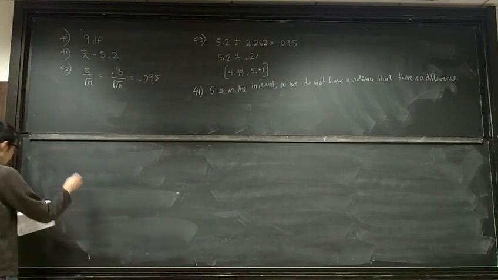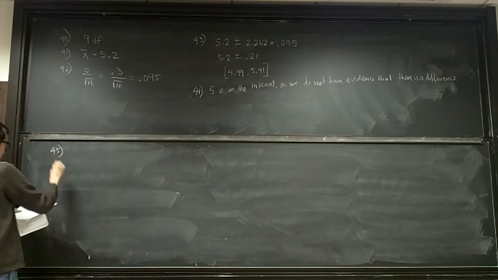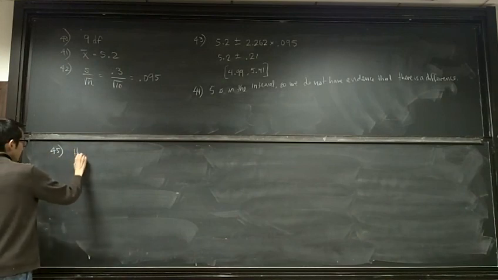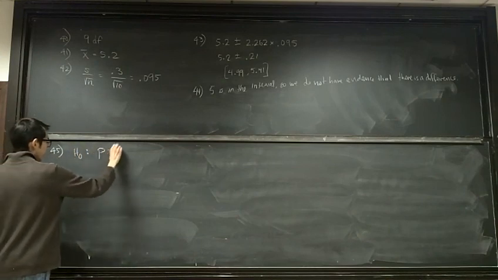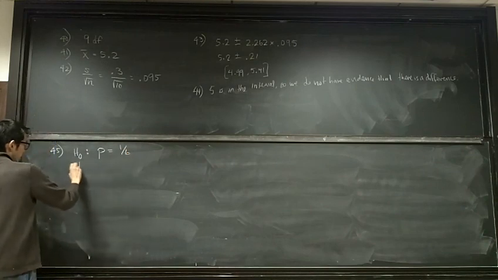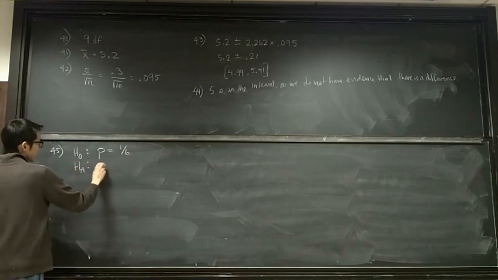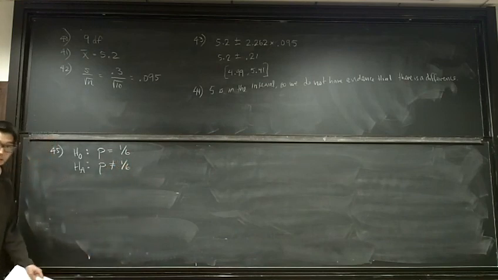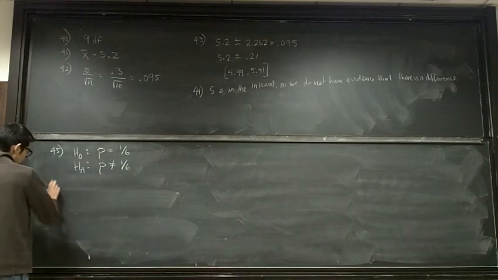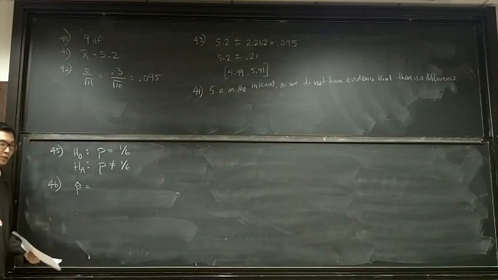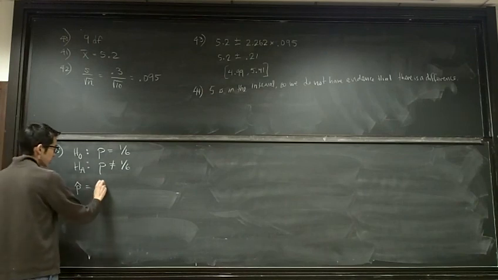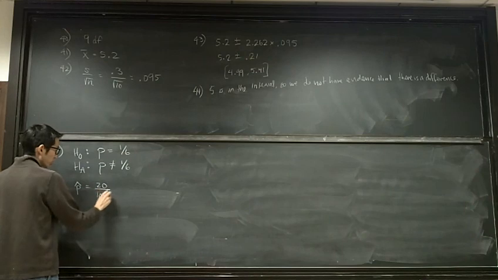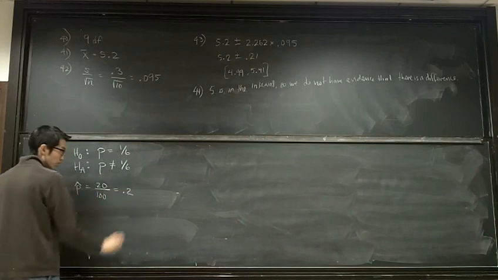So here, what are our appropriate hypotheses? We want to see if p is equal to 1/6 versus the alternative that the proportion it lands on the number 4 is not 1/6. What is the observed proportion? We rolled it 100 times and it landed on the number 4 20 times, so my proportion is 0.2.